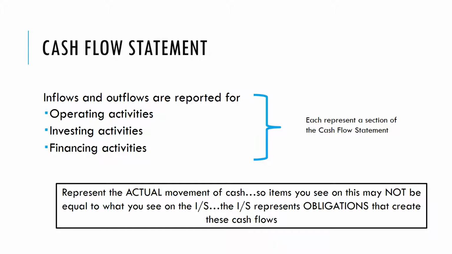So items you see on this may not be equal to what you see on the income statement, because the income statement represents obligations that create cash flows. It's important to understand that, and in addition, pieces from the cash flow statement are very closely tied to the balance sheet and also to the income statement. And what's on the income statement doesn't necessarily equal the exact amount that's on a balance sheet or an income statement, because this is about the actual movement of cash, not the accounting obligations, which are different.